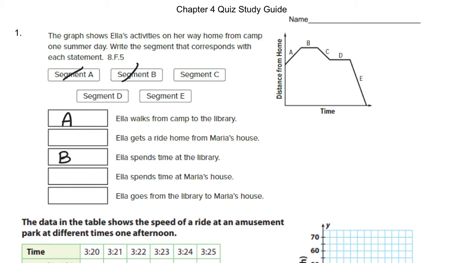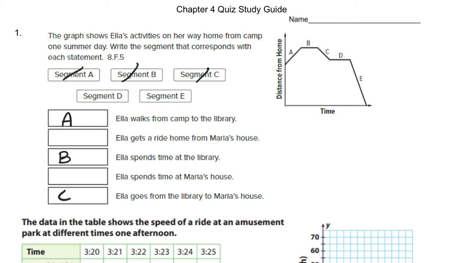And then she's on the move now. It looks like she's going somewhere. And let's see. She goes from the library to Maria's house. So Maria must live a little bit closer to home than the library. So that's C right there. And once again, time's going, but she's not going anywhere, staying put. So she must be spending some time at Maria's house.